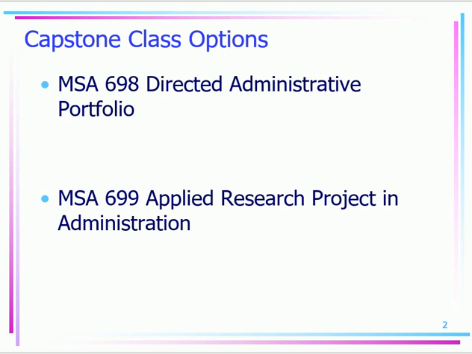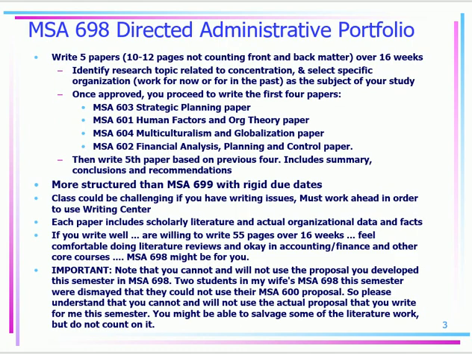First, we'll talk about the newer one, the 698, Directed Administrative Portfolio. So in 698, as your last class, you're really asked to go back to your core courses and your notes from your core courses and write a series of 5 papers over the semester. Now, remember, it's 16 weeks, right? So that's about 1 paper every 3 weeks. Each paper is 10 to 12 pages, not counting the front and back matter. And so you've got to produce one of these every 3 weeks.